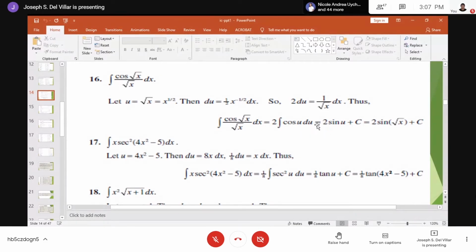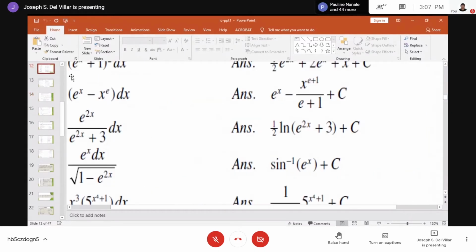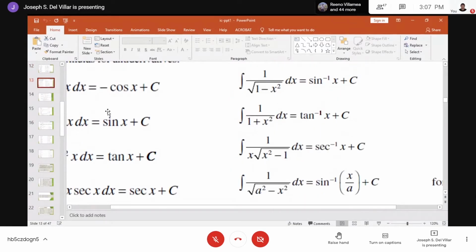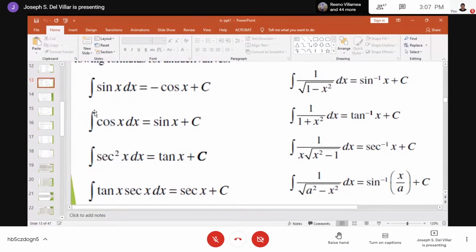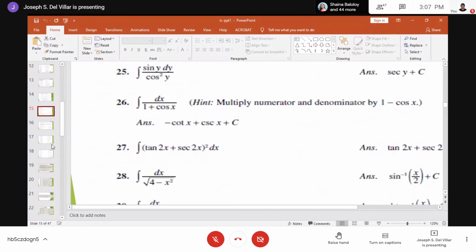This du is an exact differential of u, no? So the integral of cosine is sine, di ba? Based on our formula. Did you see this? The integral of cos is positive sine.